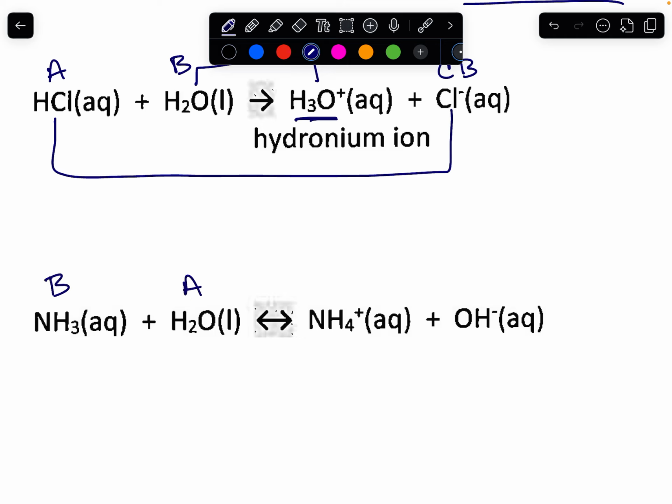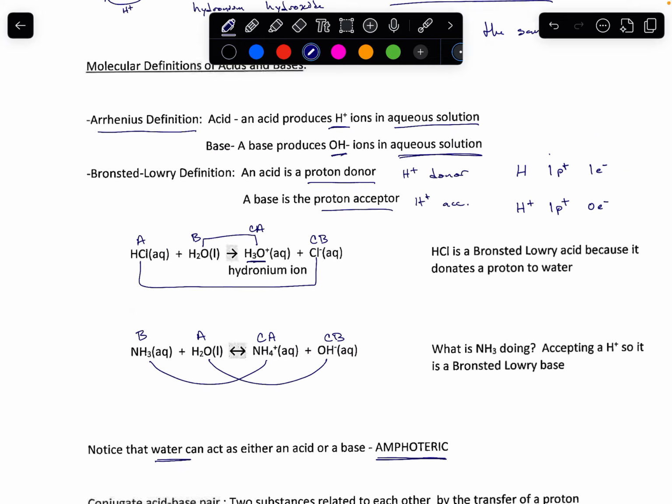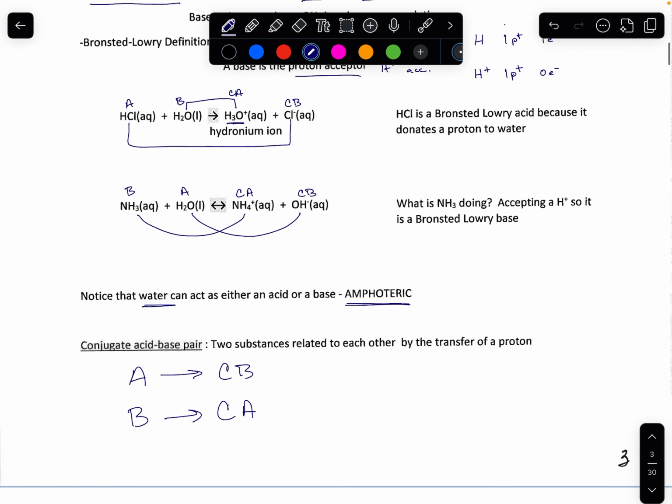We already said that NH3 is my base, water is my acid. NH3 looks a lot like NH4 plus. To go from NH3 to NH4, I go from 3 hydrogens to 4 hydrogens, so I've added, or accepted, a proton. That makes this my conjugate acid. And water is most similar to OH minus, so my acid becomes my conjugate base.